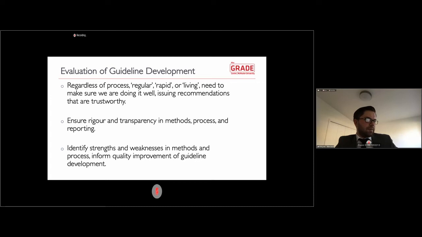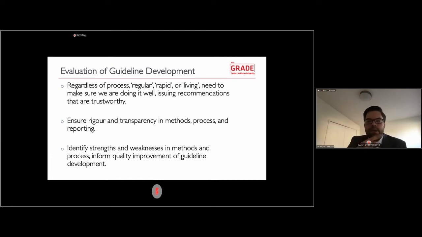So in the interest of time, I won't pause for questions now. I'll cover this last aspect of the presentation, and that is moving to evaluation of guideline development. So regardless of the process, whether it's your typical guideline process, whether it's rapid or living, we need to make sure that we are doing it well and issuing recommendations that are trustworthy. We need to ensure that there's rigor and transparency in the methods, process, and reporting of the guidelines. And we want to identify strengths and weaknesses in methods and the process to inform quality improvement of guideline development.